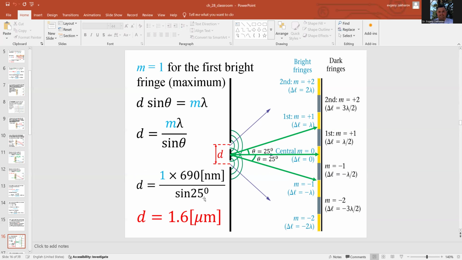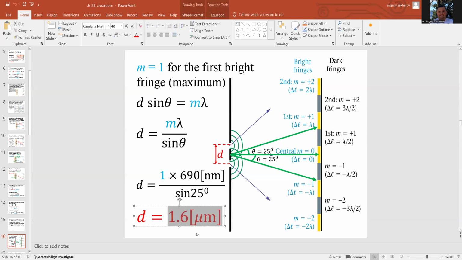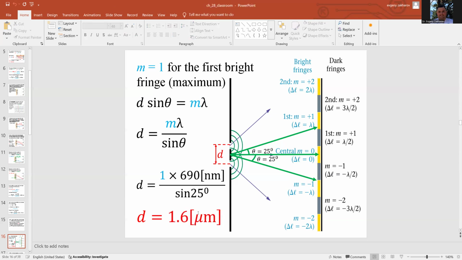Make sure your calculators are in degrees mode, not radians mode, when doing the calculations, and you should be getting 1.6, and it's micrometers. Once again, please don't give me prefixes on your papers. I want to see scientific notation. So 10 to the negative sixth for the micro, and 10 to the negative ninth for the nano.